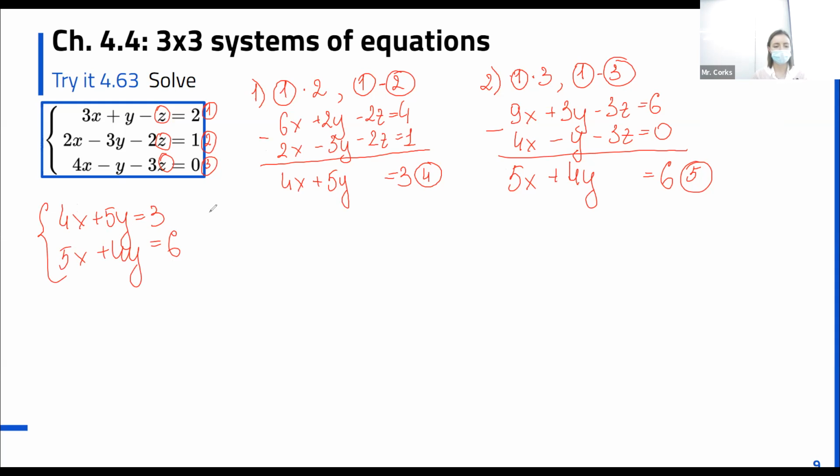Let's do elimination. We'll be eliminating y. So here we need to multiply by 4, and here we need to multiply by 5, because we need to get rid of y. The common value for 5 and 4 is 20. So here multiply by 4, here by 5. So what do we get? 16x plus 20y equals 12. Then we have 25x plus 20y equals 30. And then just subtract.